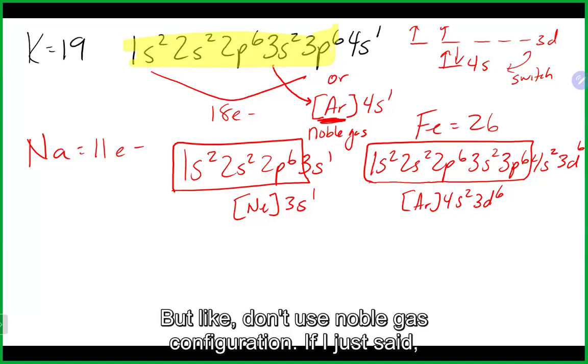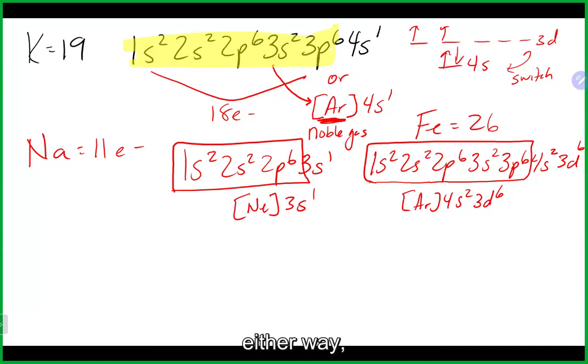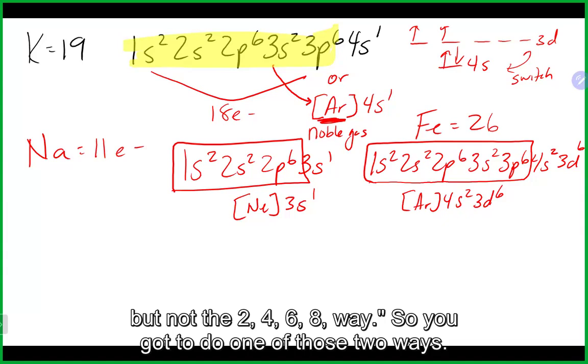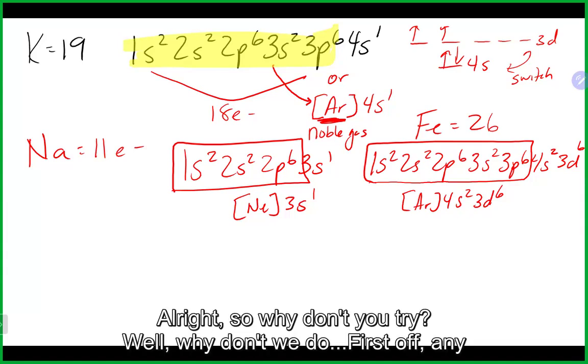Unless it says don't use noble gas configuration, if I just said, give me the electron configuration, you could write either way, but not the 2, 4, 6, 8 way. So you've got to do one of those two ways. Other questions? Okay. All right.